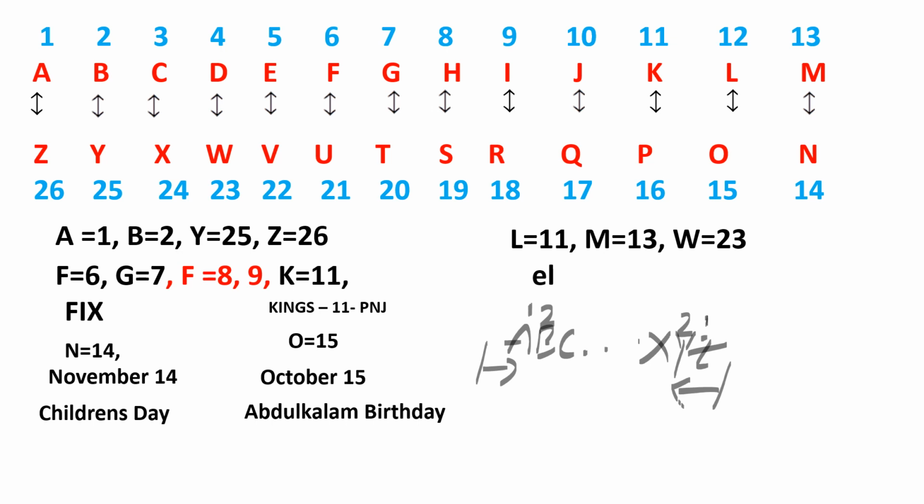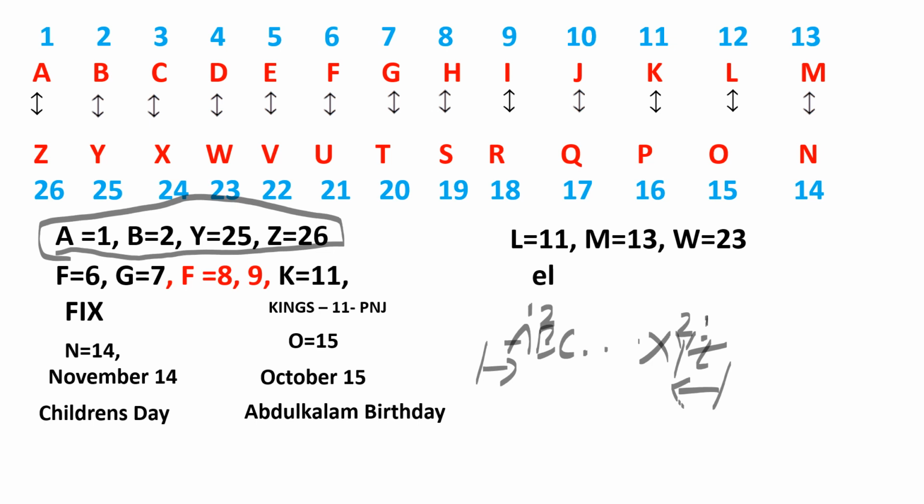A is 1, B is 2, C is 3, like that up to M we have written. After that we write N from here, and N to Z up to here. We need to learn these positions. Here I have already written A equal to 1, B equal to 2, Y equal to 25, Z equal to 26. Everyone knows this because A is the first letter, B is the second letter, Y is the second last letter, Z is the last letter. Now these four letters' positions we can easily remember.